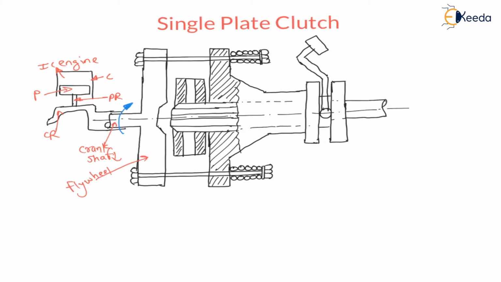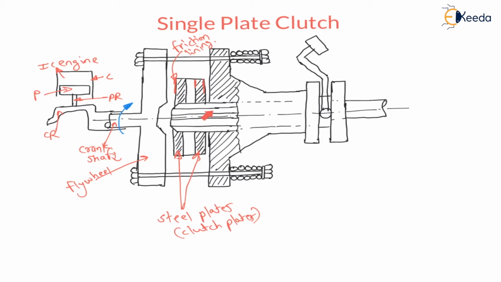Now again there are the steel plates. These steel plates are also called clutch plates, right. On these clutch plates there is a friction material. Here it is the friction material, or we can say friction lining, right. And it is a friction clutch. The single plate clutch is a friction clutch.